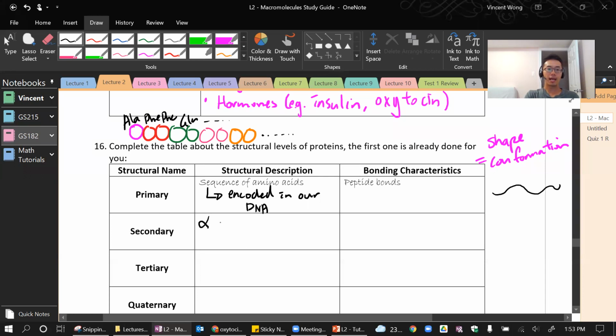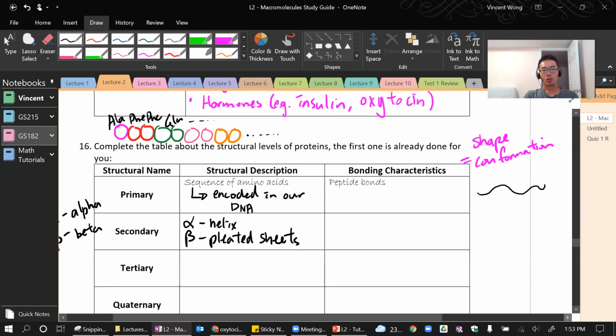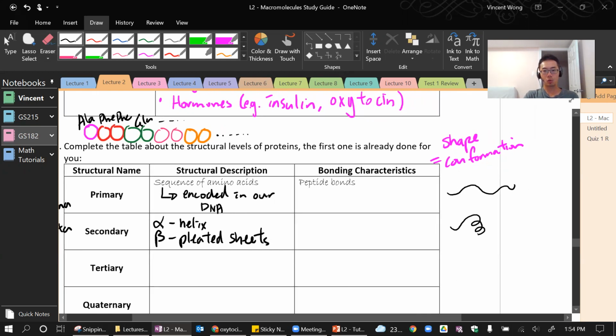They will form these alpha helices. This is alpha, and then this is beta. Those are the Greek alphabet. Or they will form beta pleated sheets. So it will look like this. Some part will form the coil, some part will form the pleated sheets, and then some parts would just be normal, so to speak. Whether it forms the helix or pleated sheets, we call that the secondary structure.